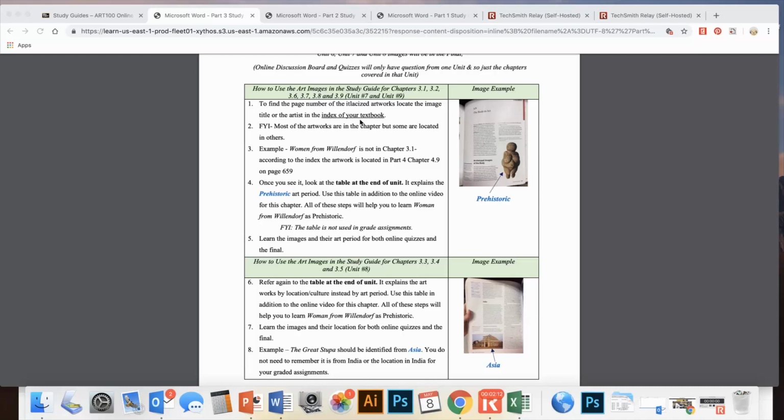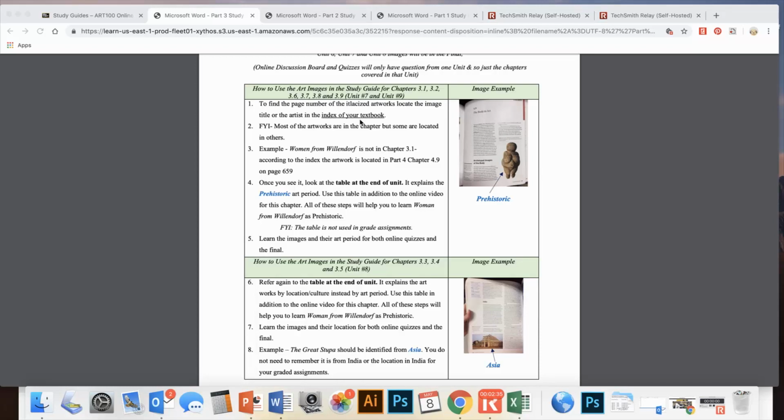So let's get back to this. You'll look it up and find the page number. In this case, it's on page 659. You're going to look at that image, like you can see the sculpture there on the right, and you're going to learn when you see that image that it's prehistoric. It is not Middle Ages. It is not classical. It is going to be prehistoric.